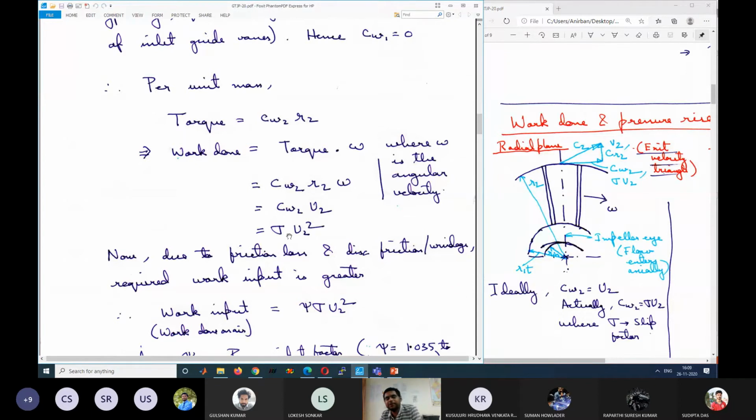If you multiply this by the mass flow rate, you get the power input that is given to the air in the impeller section. Is it clear to everyone? The work done on the air in the impeller is sigma U2 square.